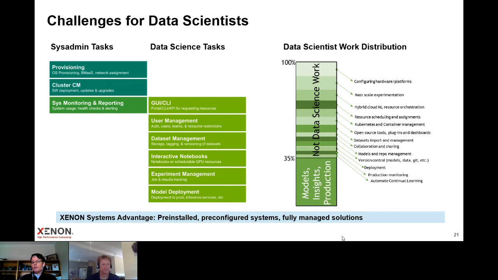And so we see very often that the time spent on actual data science is smaller than the time spent on getting the infrastructure up and running, managing it day to day, and just being able to have the tool set available to actually then do the data science.